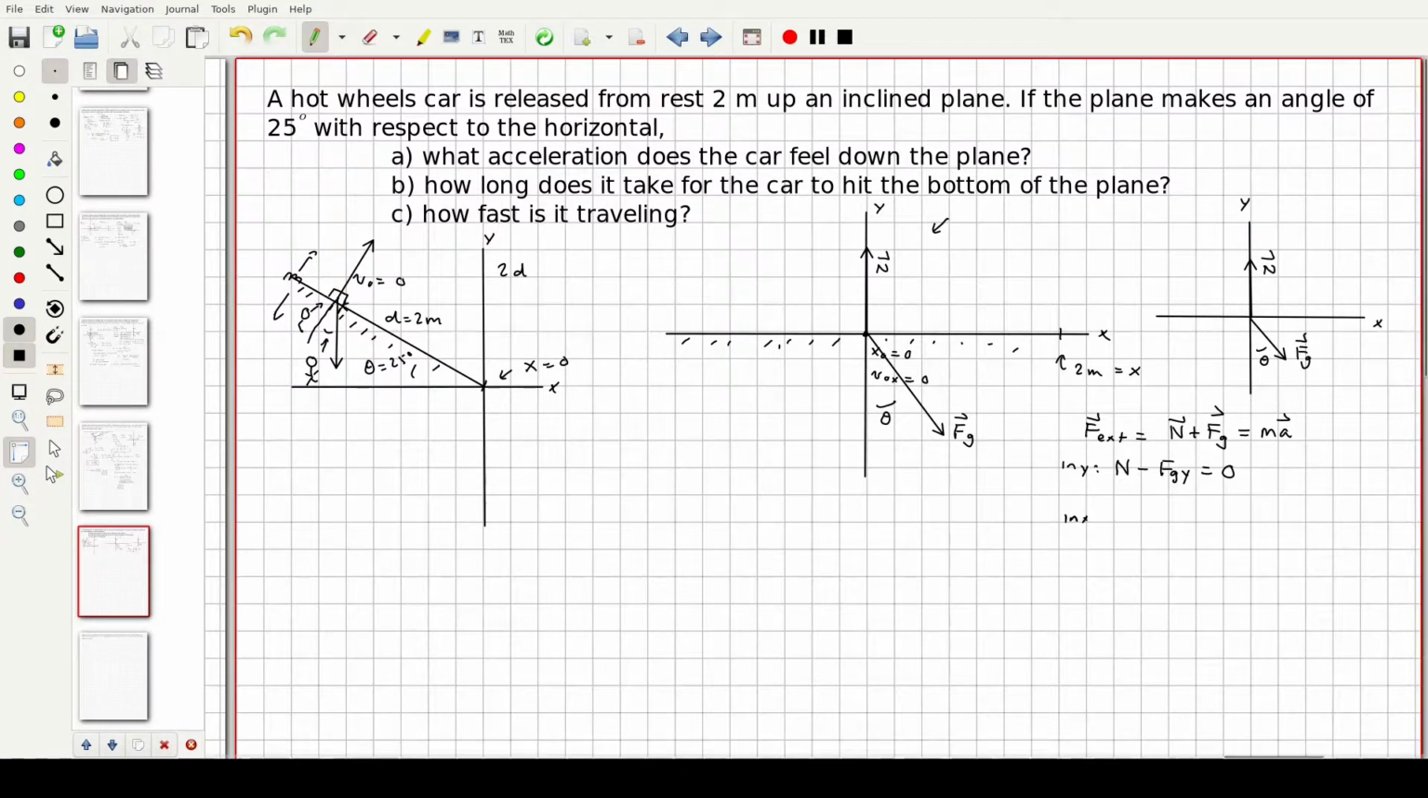In x, though, you only have one force. That is the x part of gravity, and it is positive. And it is responsible for causing the acceleration in the x direction. Now, that means we're going to have to break up gravity into pieces. Let's go ahead and do that. Here's gravity.